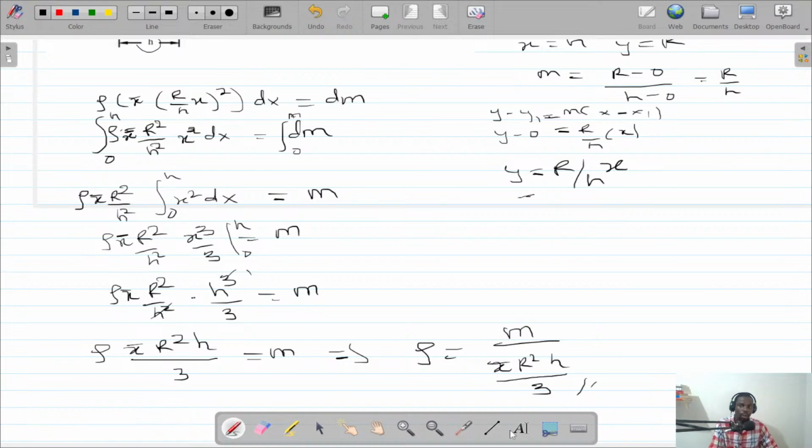I believe we are all conversant with this. Usually most of you, or some people, might not go through this process and say the density is equal to mass over pi r squared h on 3. If you do this, you are not showing how you obtained the volume.